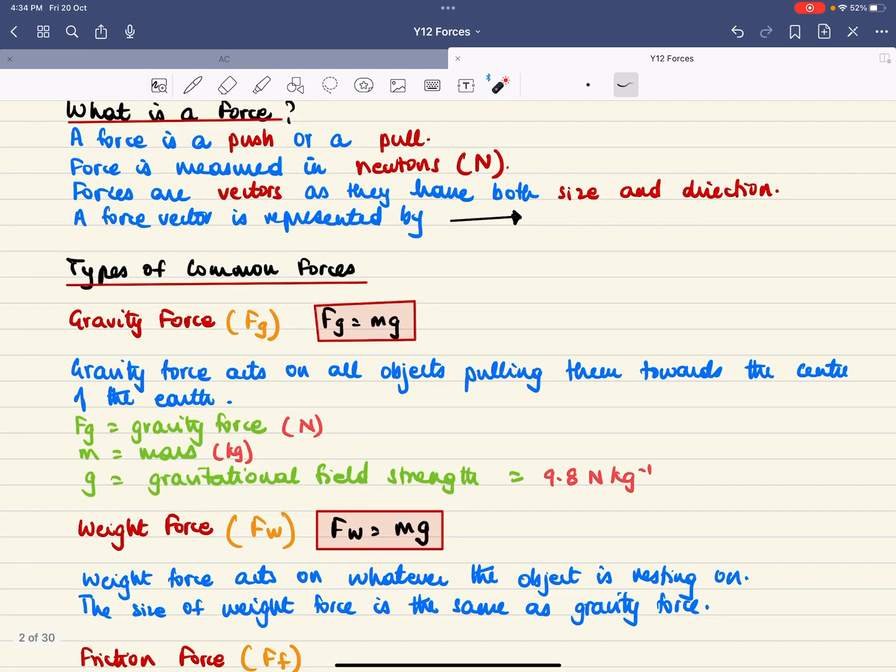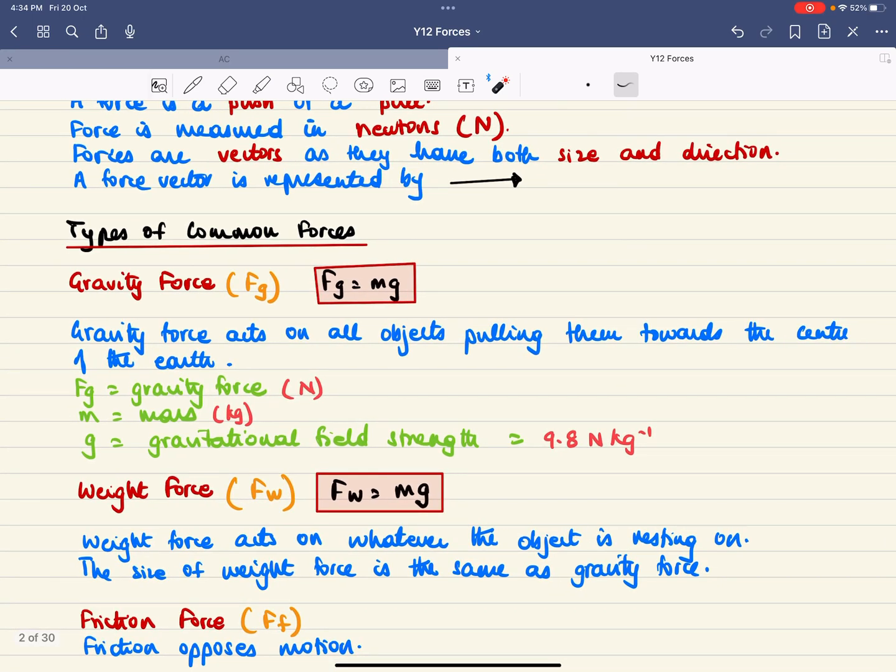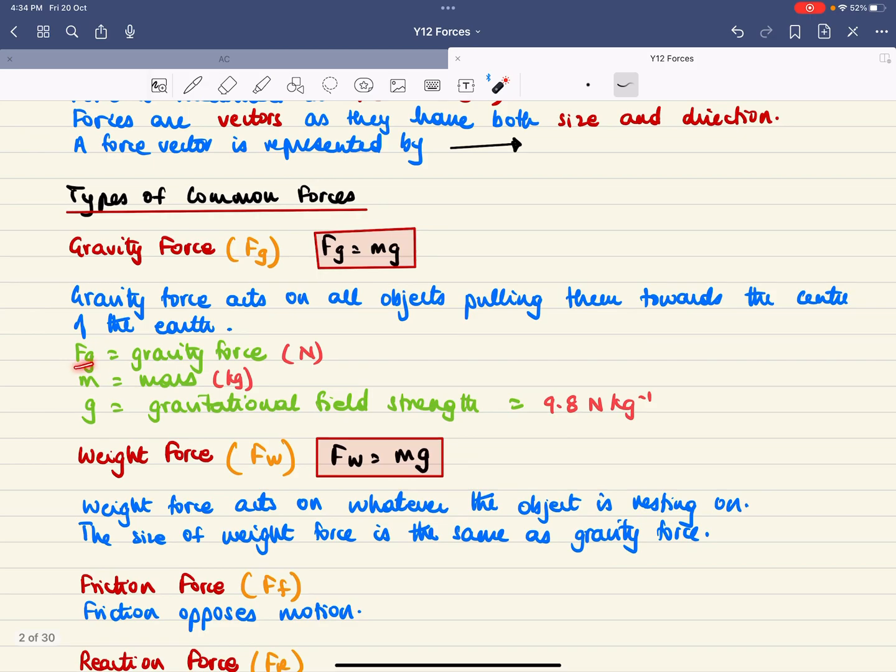Now, there are a few types of common forces you need to be aware of. One of them is gravity force, where Fg is mg, and gravity force acts on all objects, pulling them towards the center of the earth. And that's what the F, the m, and the g stand for.